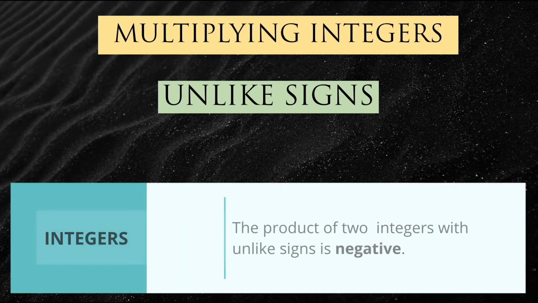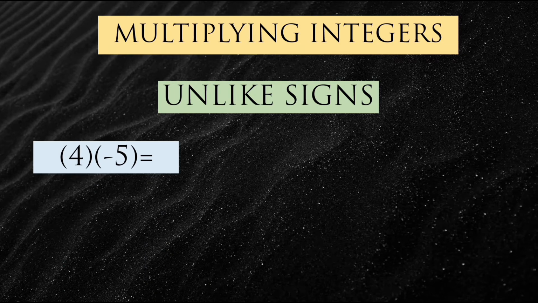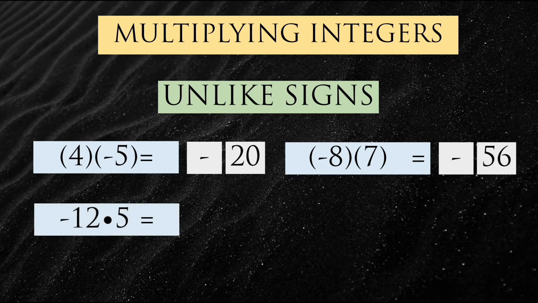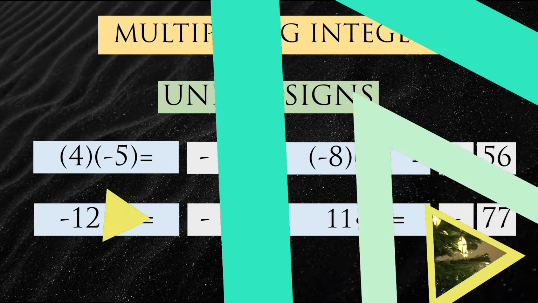And then, for our unlike signs. For example, number 1, positive 4 times negative 5. Positive times negative is negative, so we're expecting a negative answer. 4 times negative 5 is negative 20. Then, negative 8 times 7, negative times positive is negative, so we have negative 56. And then, negative 12 times 5, negative times positive is negative, so we have negative 60. And then, 11 times negative 7, positive times negative, negative, so we have negative 77. Okay, so that's multiplication.